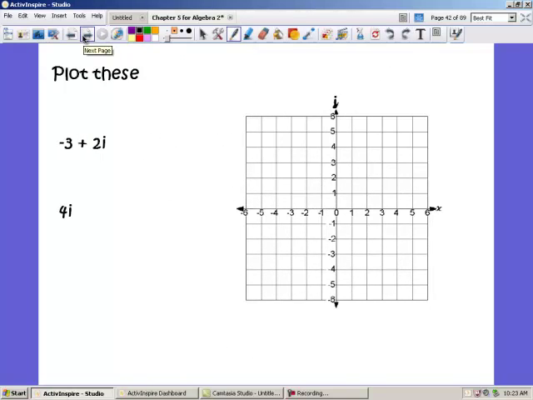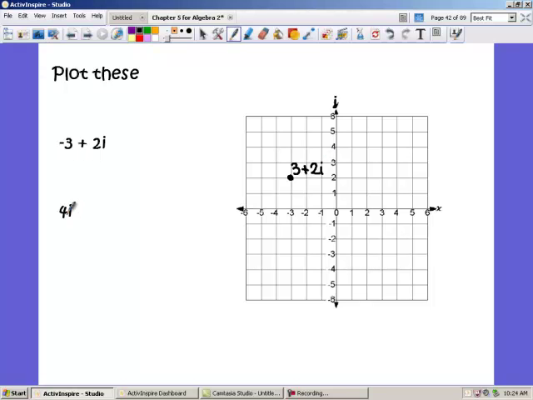So here are some more practice problems that we can do. We have -3 for our a, which is our x. So -3, we're actually going to go this way. And then we're going to go up to i, so up 2. And then label it -3 plus 2i. And there's the point.